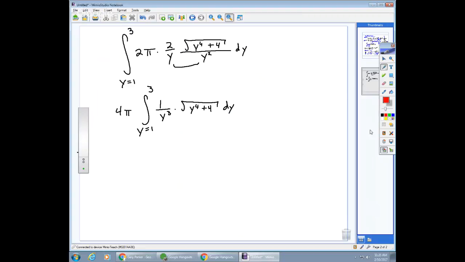So let's see, what might we use for u? Anytime we have a plus in a square root, we'd rather have it gone, or a minus. So let's try u equals y to the 4th plus 4 and see what happens. What's du then? 4y to the 3rd dy. So I do have a 4, but this is really a y to the negative 3, not a y to the 3. That's a problem.